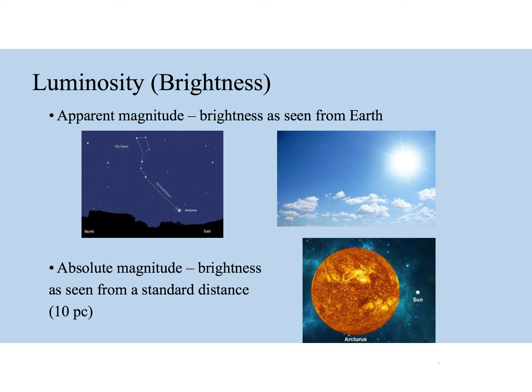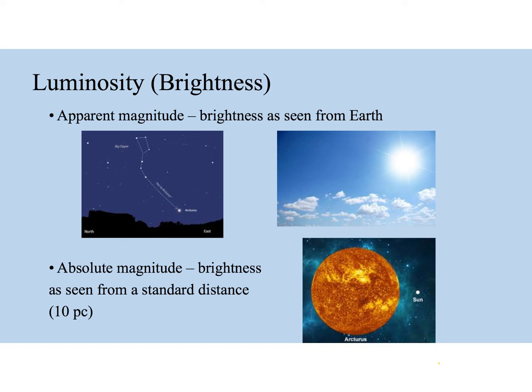The Sun has the highest apparent magnitude because it's quite close to us, but in reality, it's pretty dim compared to many other stars. Absolute magnitude is a measure of how bright a star actually is. We compare the stars as if they were all 10 parsecs away.